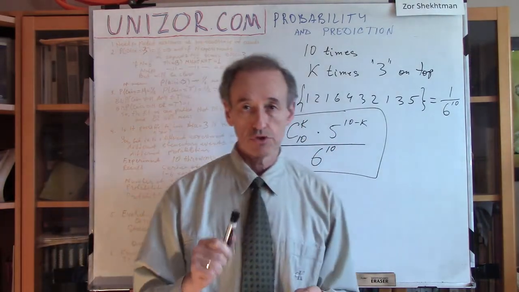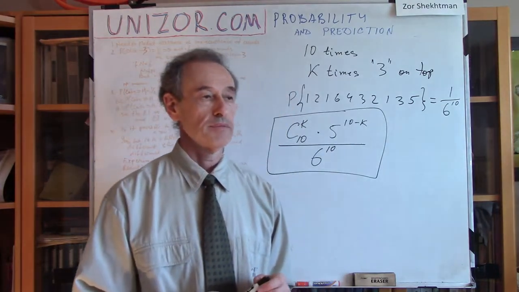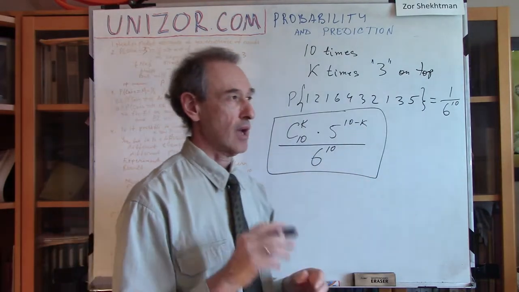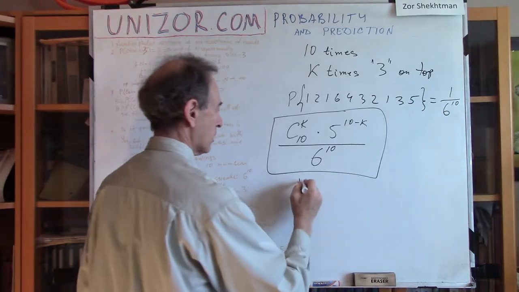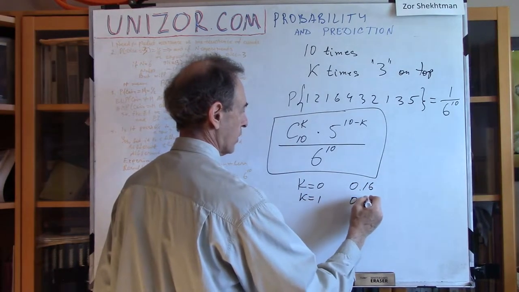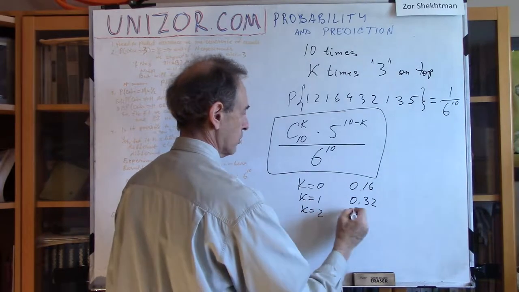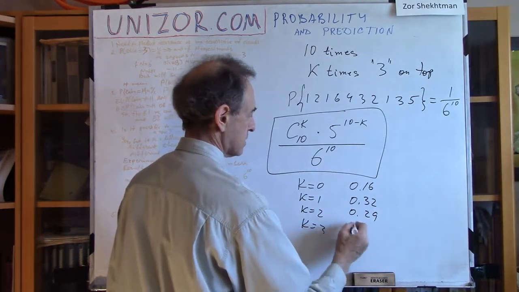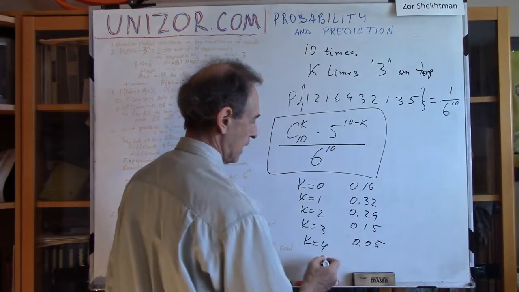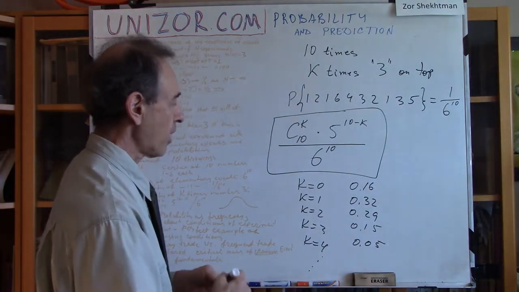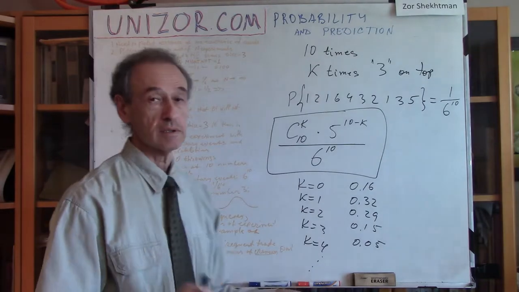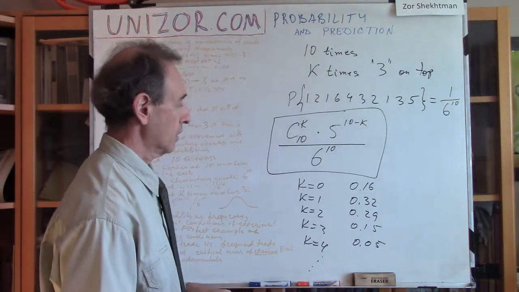Now, in the notes to this particular lecture, I put exact numbers for all k from 0 to 10. If I'm not mistaken, for k equals 0, it's something like 0.16. For k equals 1, it's 0.32. For k equals 2, it's 0.29. For k equals 3, it's 0.15. For k equals 4, it's 0.05. And then down, down, down. So the probability for k equals 10, to have 10 numbers 3, is very, very low.